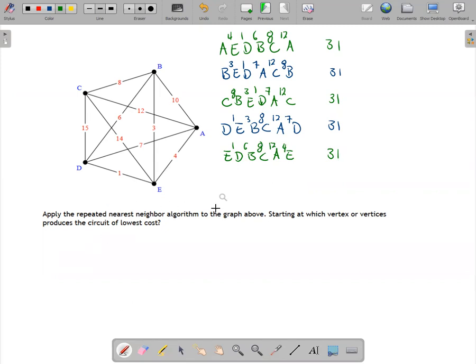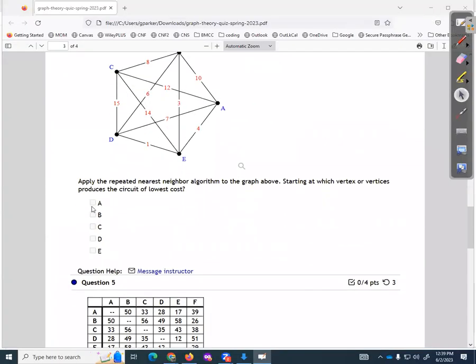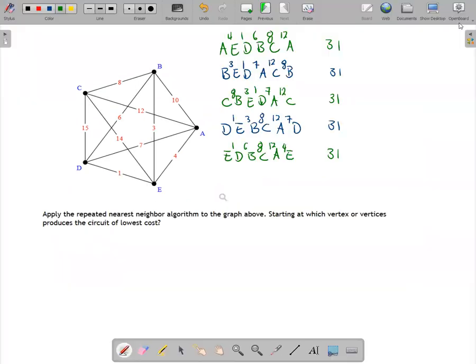Instructions: we did the repeated nearest neighbor algorithm above here; starting with which vertex or vertices produces the lowest cost circuit? So in this one right here, it doesn't matter which vertex, I could start at any one of them. So I could start at A, or B, or C, or D, or E. I would check all of them off for this one here. That would be my answer. Check, check, check, check, check.